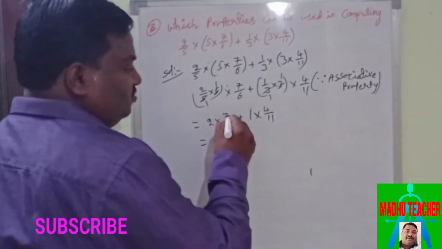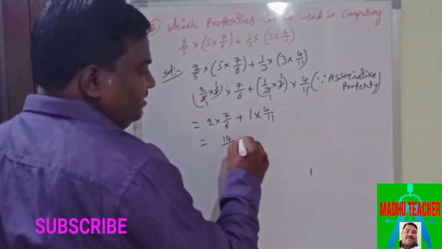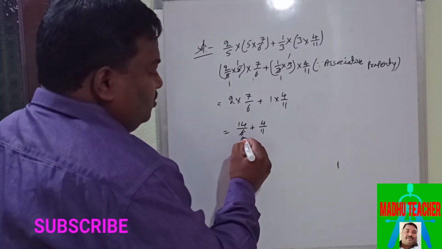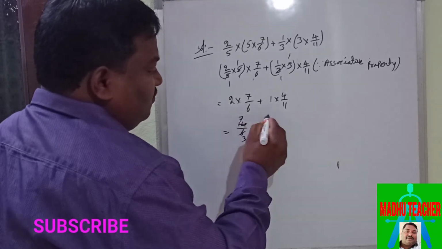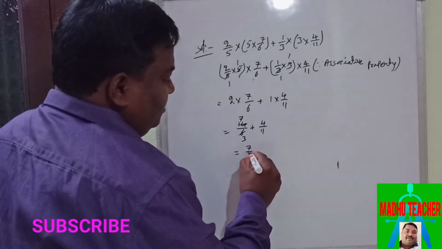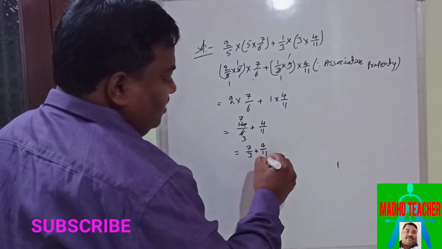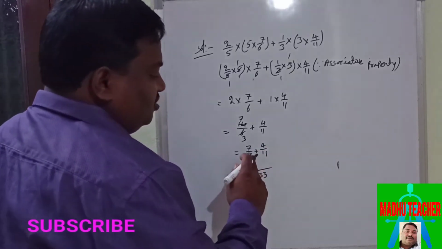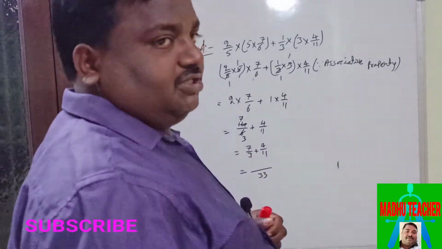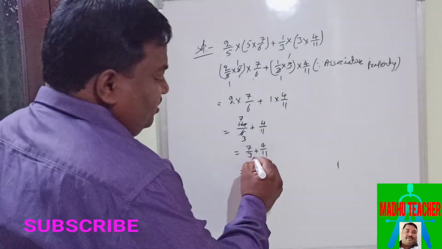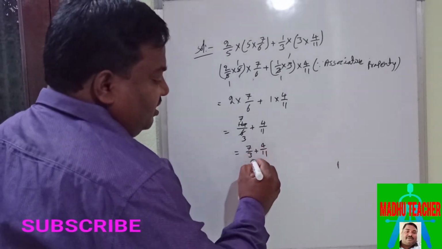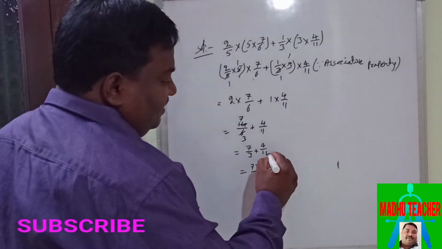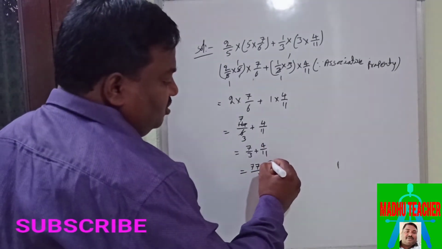So here 2 7s are 14/6 plus 1 4s are 4/11. 2 3s are 6, 2 7s are 14. So remaining is 7/3 plus 4/11. So 3 and 11 LCM is 33. There is no common factors, so their product is the LCM. So 3 into 11 is 33, 7 into 11 is 77 plus 11 3s are 33, 4 3s are 12.